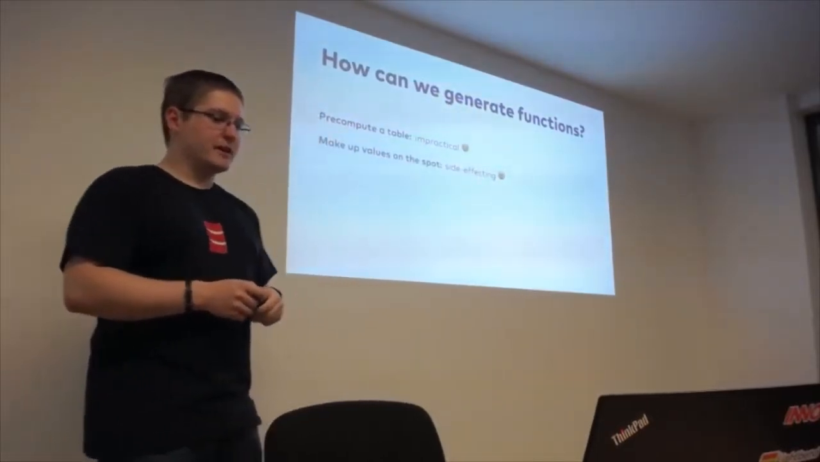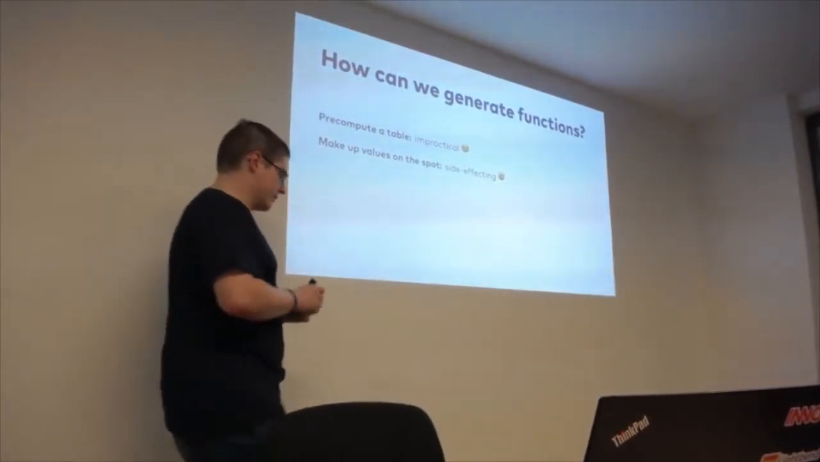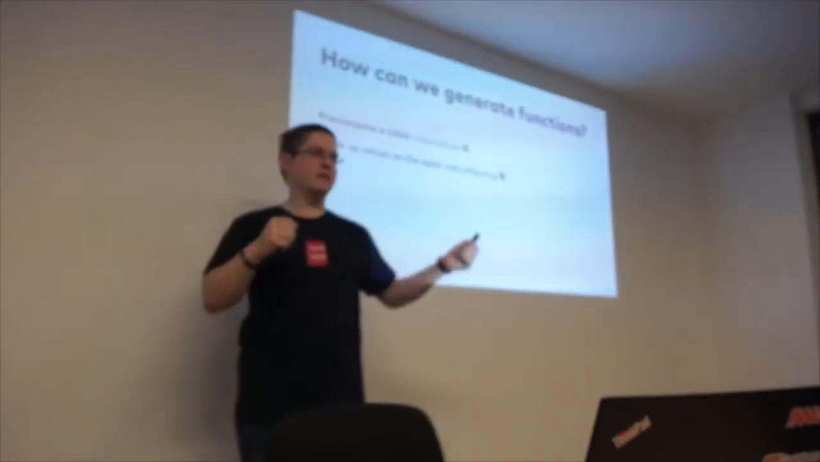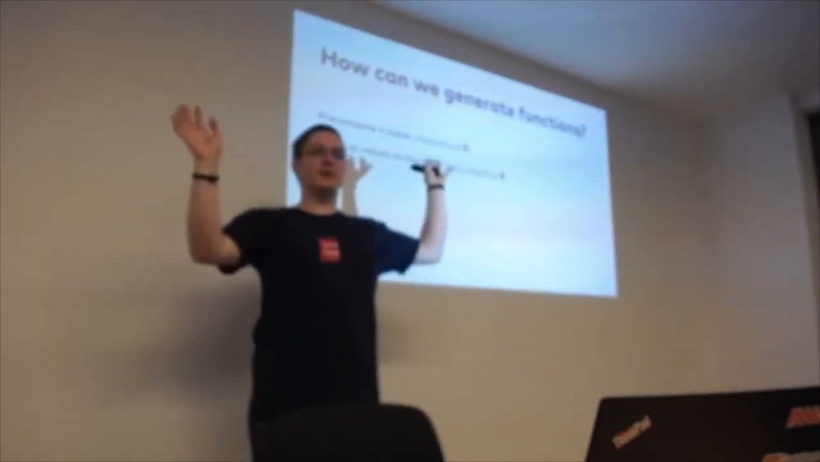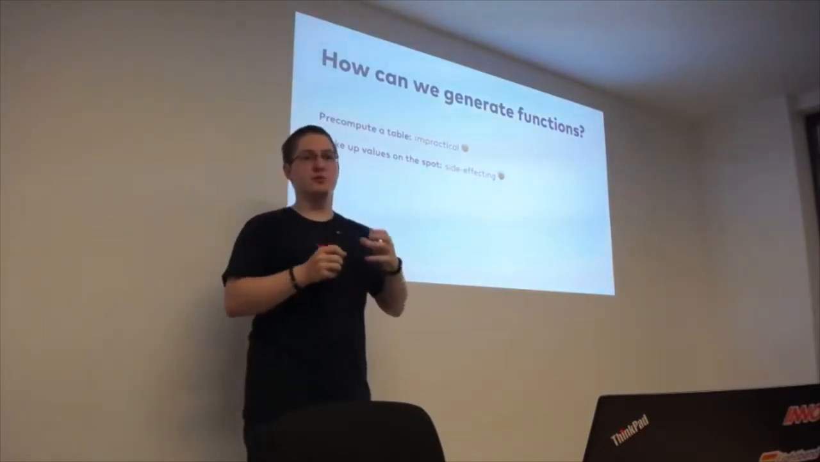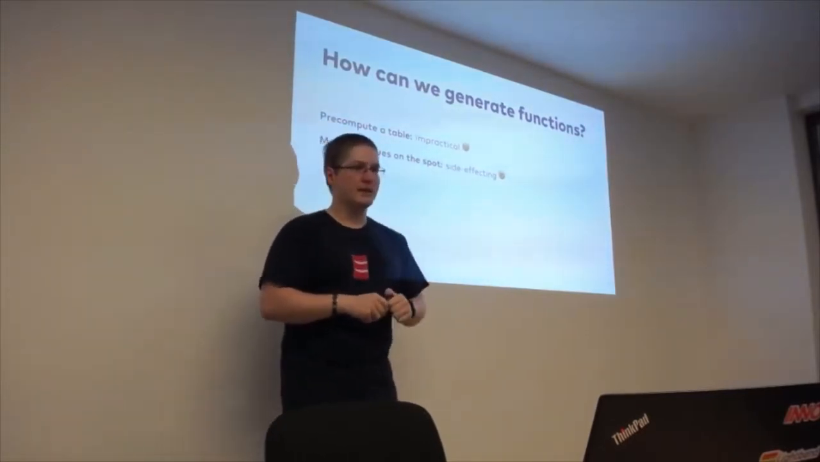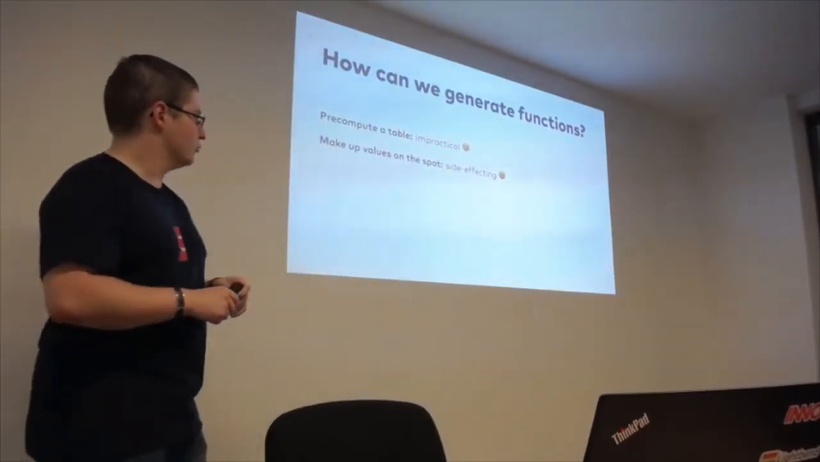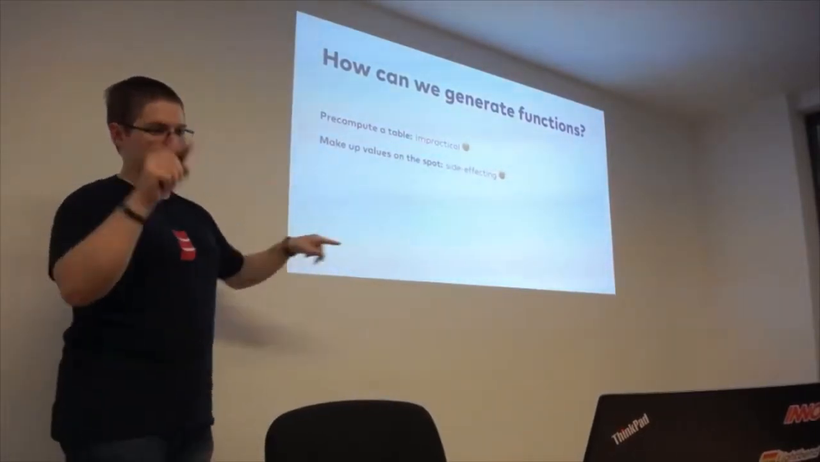We could also make our values on the spot. Whenever we call a function and we're being called with a name or an input that we haven't seen so far, we could just create a value at random. Unfortunately, this is side effecting. And as good and pure functional programmers, we don't want to do that. We actually want to do this in a purely functional way without poking into mutable state all over the place.